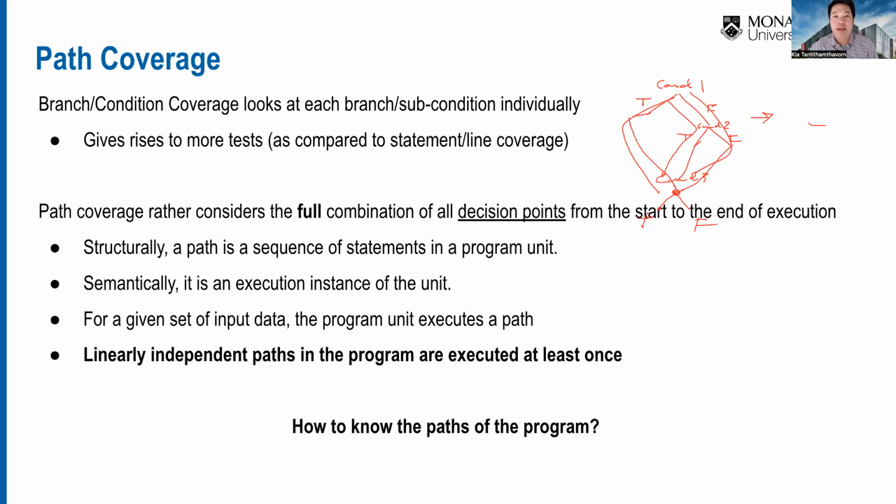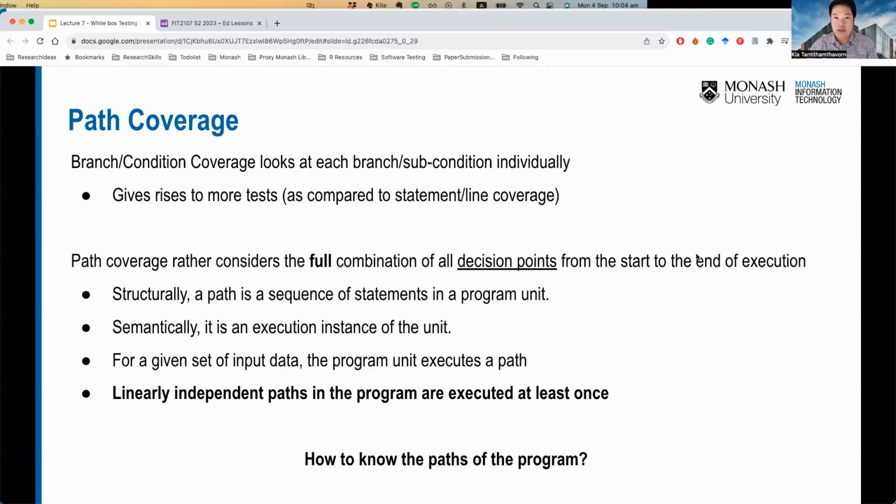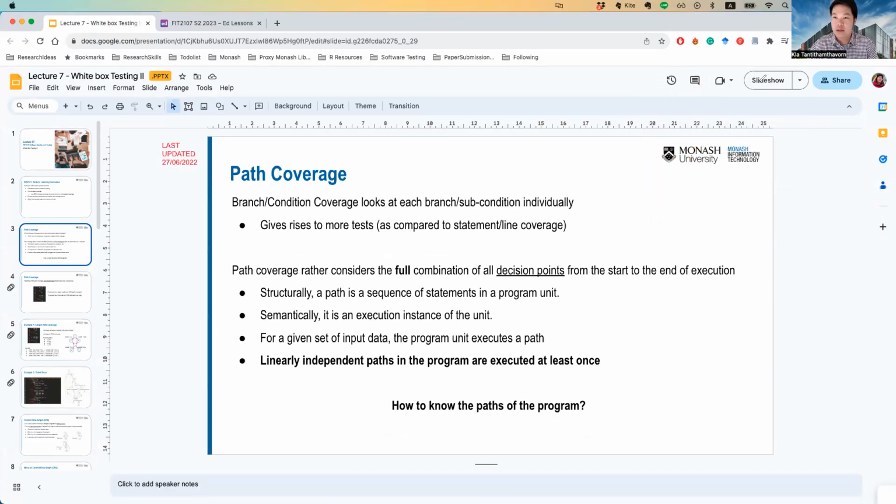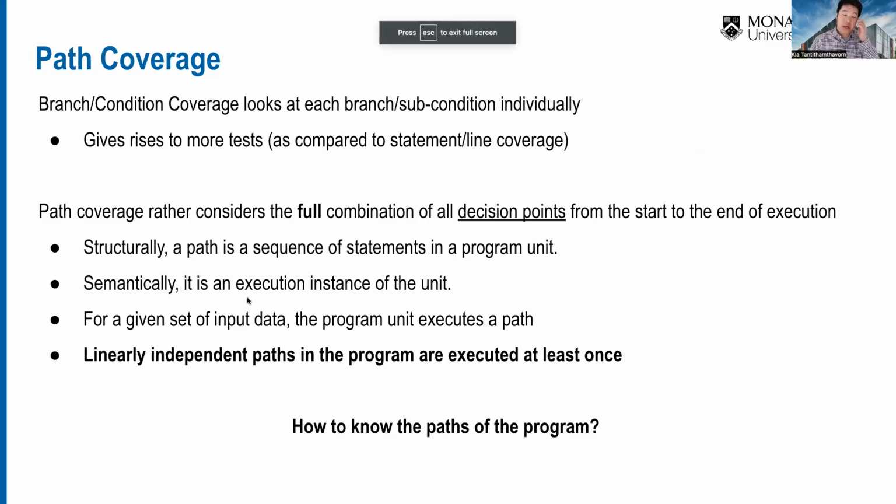Let me clear my screen a little bit. So, by the basic definition, path coverage does not only consider the full combinations of all of the decision points, but it also looks at the structure of the sequence of the program as well. It looks at both aspects, structurally and also semantically. Let's move to the next slide.